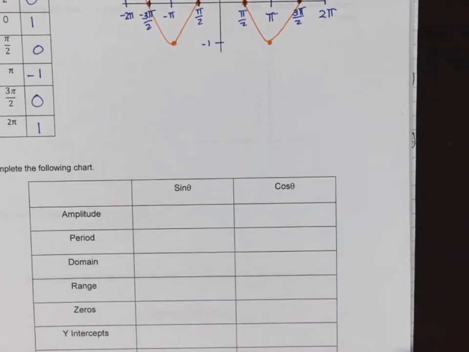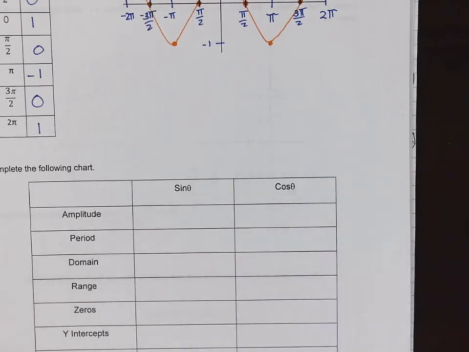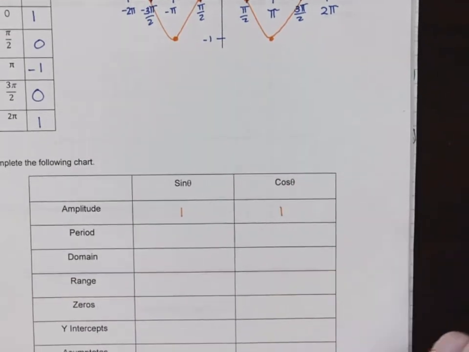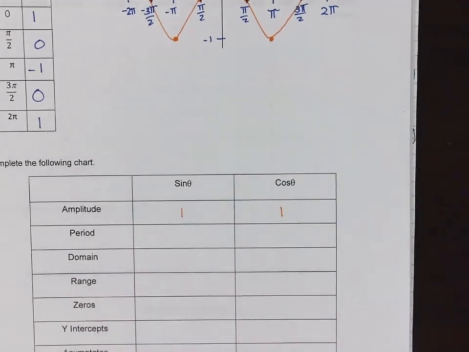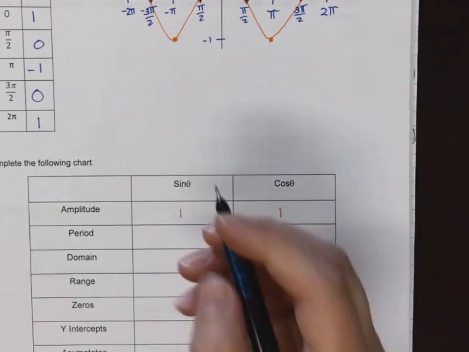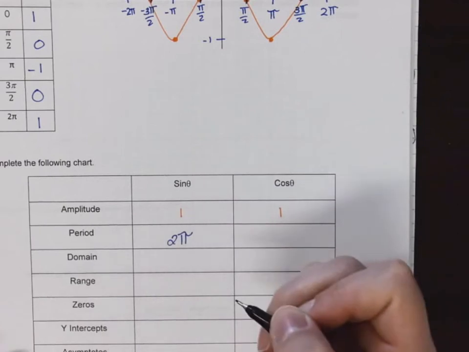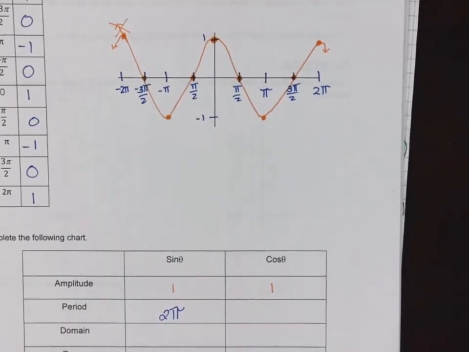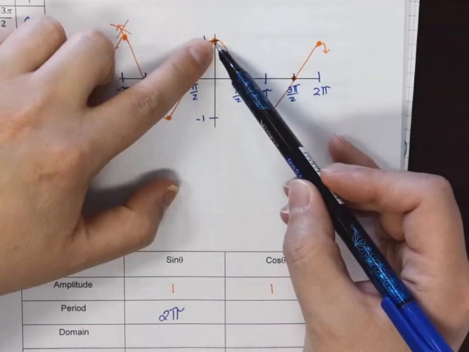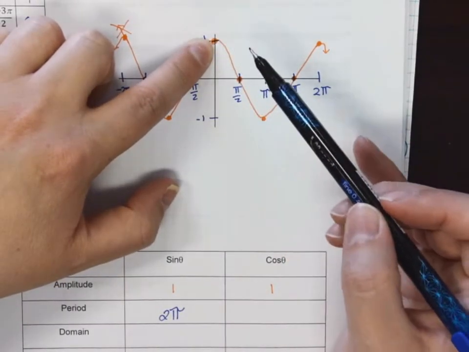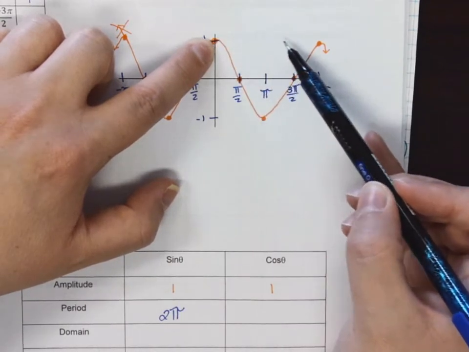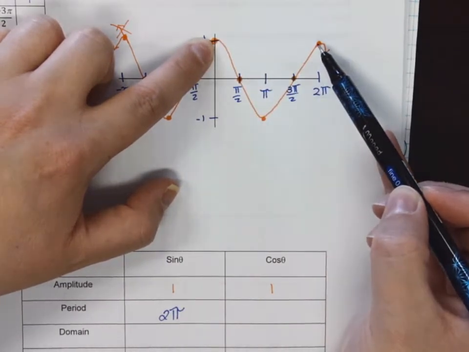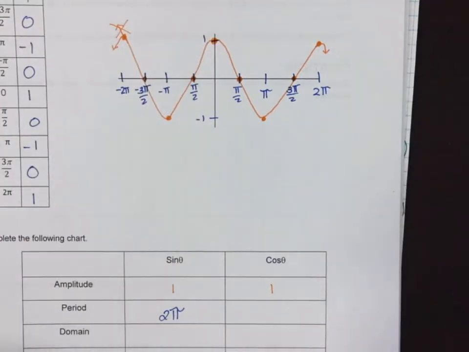Okay, so what is the amplitude of the sine graph? 1. What's the amplitude of the cosine graph? Also 1. What is the period of the sine graph? That's a full rotation, 2 pi. And what about the cosine graph? 2 pi also, because remember you're going max to max. If I start at 0 and we're talking about domains, periods are domains, so I'm going from 0 all the way to my next maximum, which occurs at 2 pi. So I've traveled 2 pi.